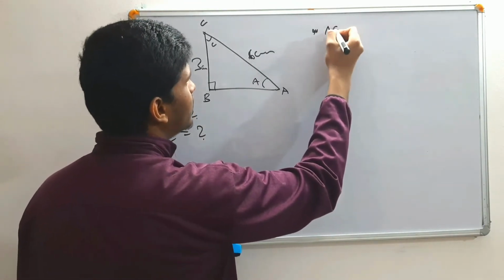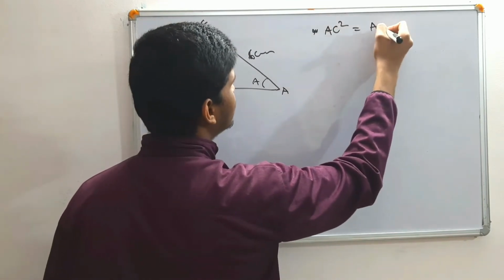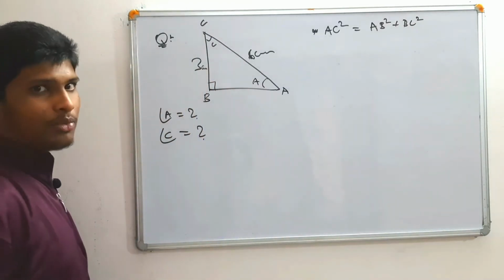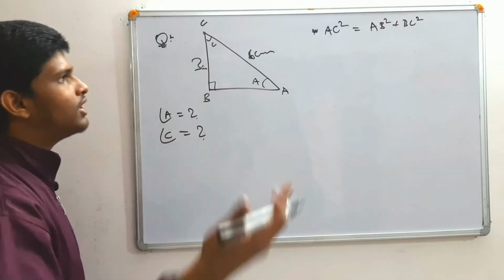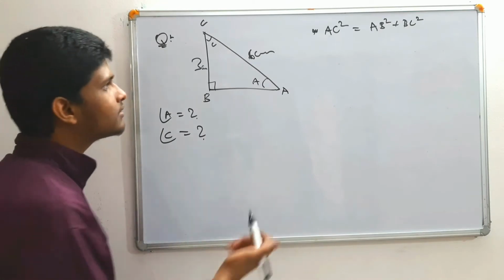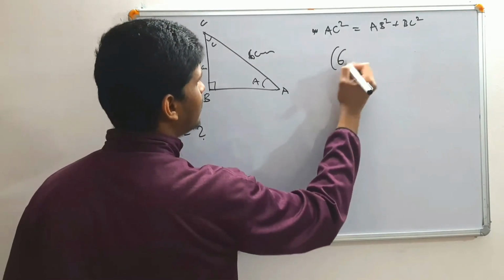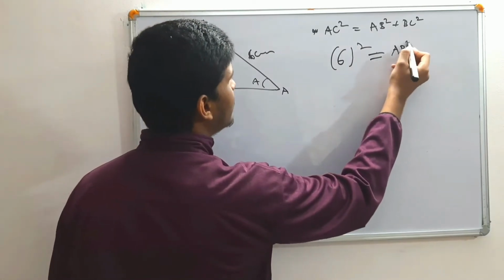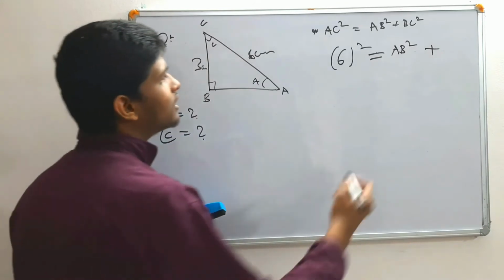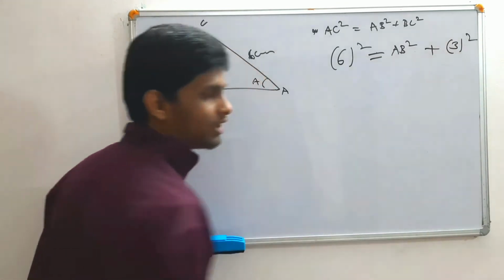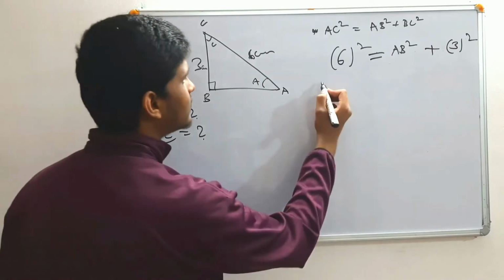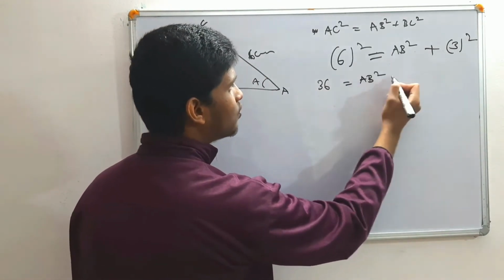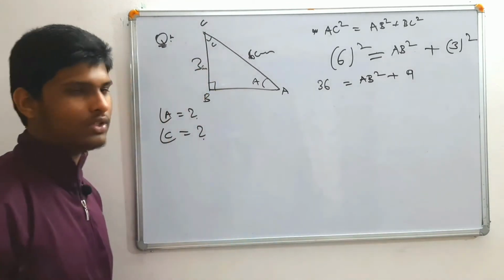As usual, Pythagoras theorem states that the square of hypotenuse is equal to the square of base plus the square of height. So here AC is given as 6 centimeter, so 6 square is equal to AB square only, as AB is not given, plus BC, and BC is given as 3 centimeter, squared. So you get 6 sixes are 36, 6 square, is equal to AB square plus 3 threes are 9, which is 3 square is equal to 9.